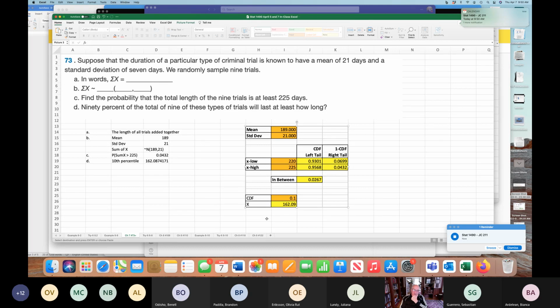There's my 4.32, and it should be 162.9. And if you want to put the formula in here to do it, what would I do? I would do norm.inverse of, what's the probability? 0.1, comma, 189, comma, 21. Gives me that answer.